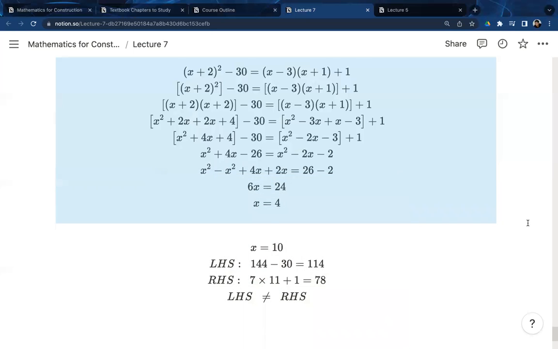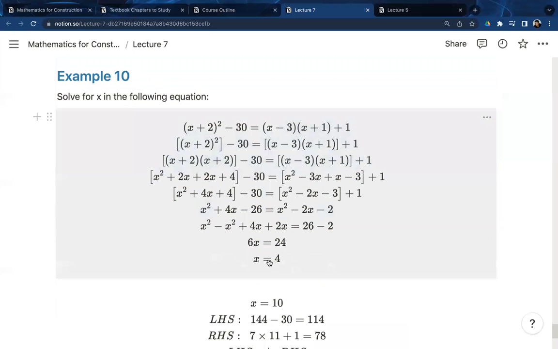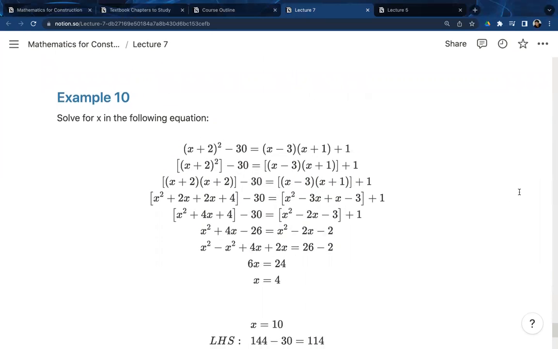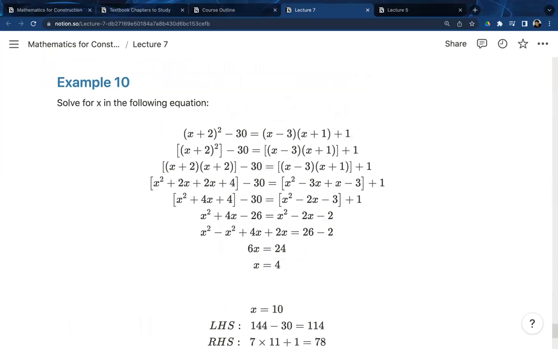Right? And then to check your answer, you substitute it, right? 4 plus 2 is 6. 6 squared is 36. 36 minus 30 is 6. So the left hand side is 6. What's the right hand side? 4 minus 3 is 1. 4 plus 1 is 5. 5 by 1 is 5. 5 plus 1 is 6. Both sides are equal to 6, right? So there's the answer here for that one. Hope you all got that.